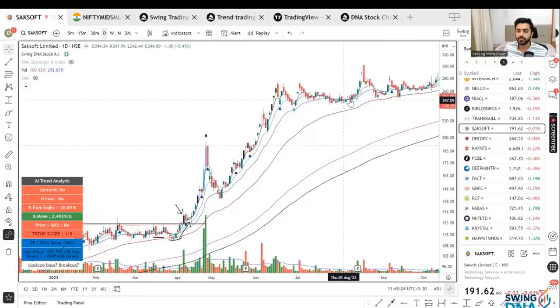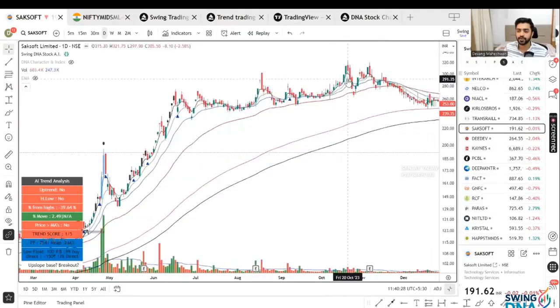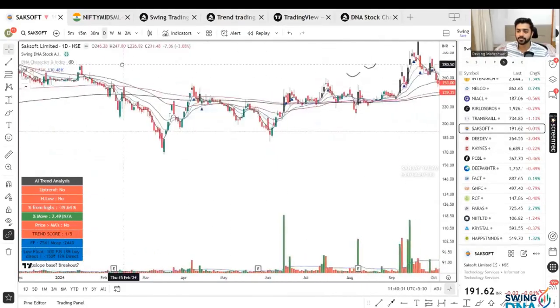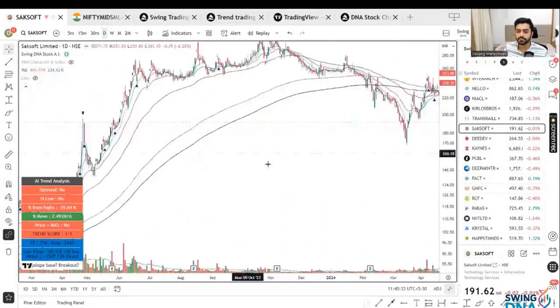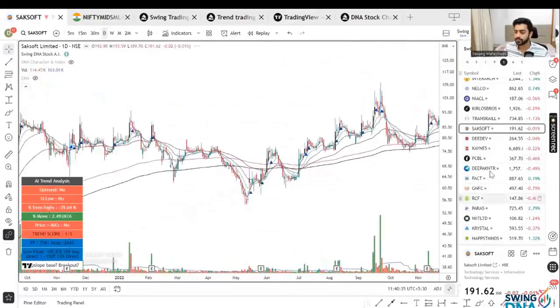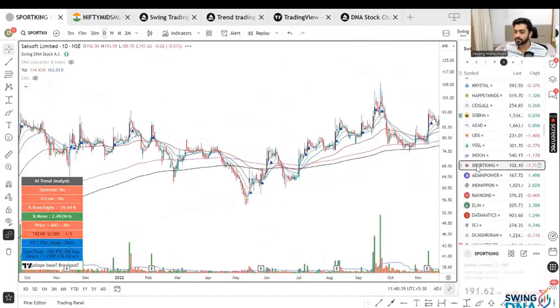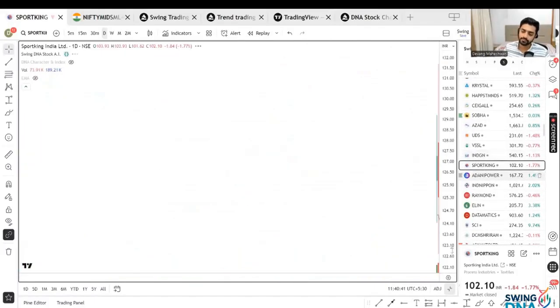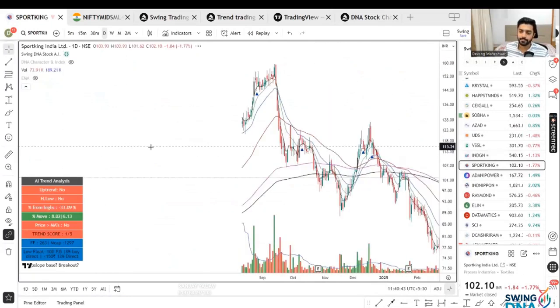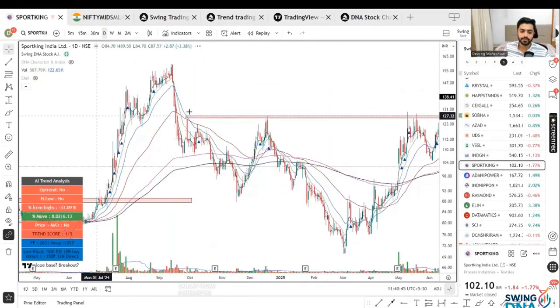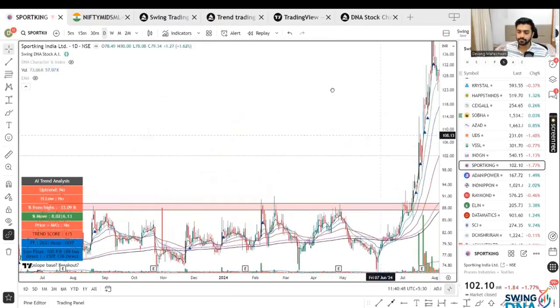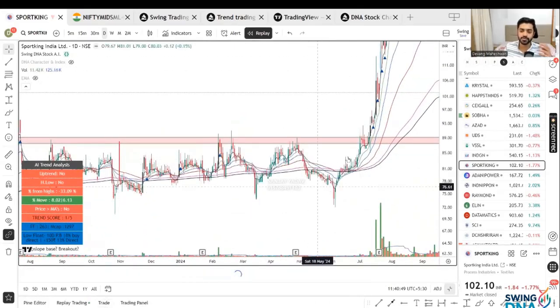Here it's trying to form a base. 1-2 days up, again failed, here failed, continuous failure in this. Let's see some more. Sport King. Let's see what the structure was up here.